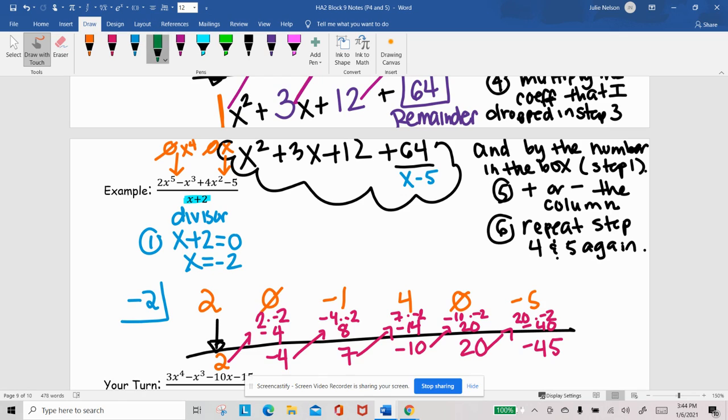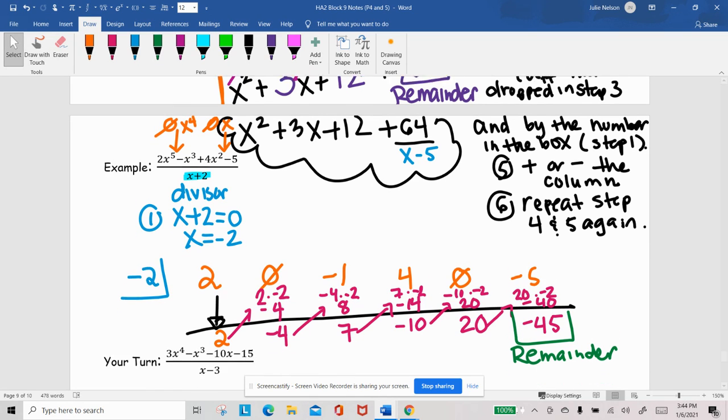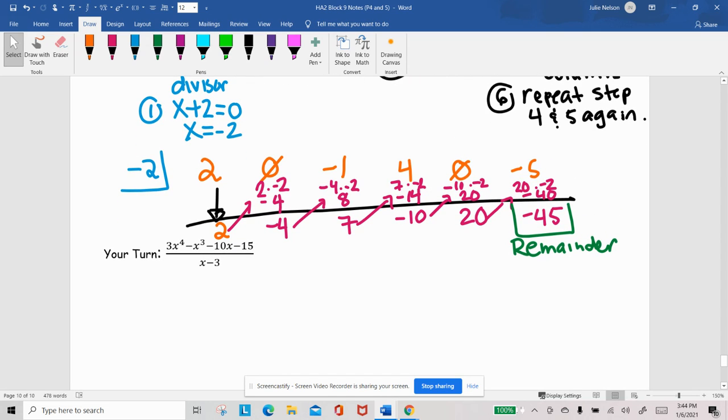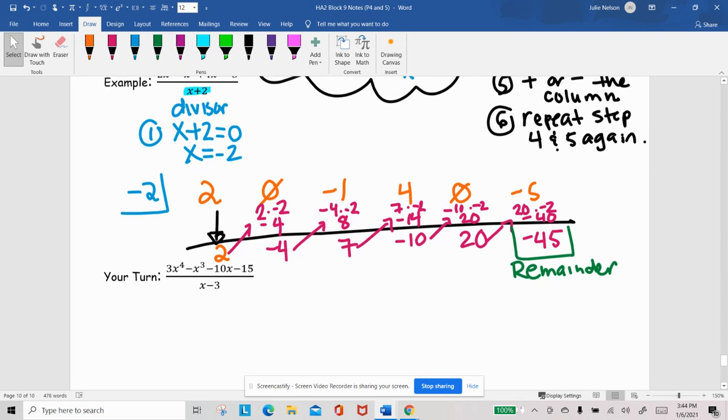This last number right here represents the remainder. The last number is always the remainder. So in this case, there's a remainder of -45. So when I write my answer, I know I have a remainder of -45, but what do all these other numbers, that 2, the -4, the 7, the -10, and the 20, what do those represent? Those represent the coefficients in front of the polynomial for your quotient, your answer.